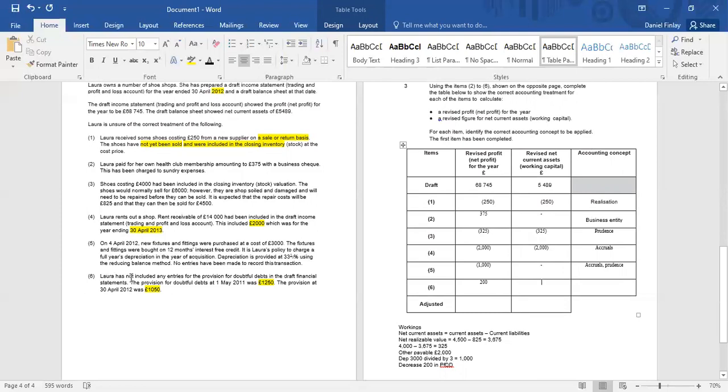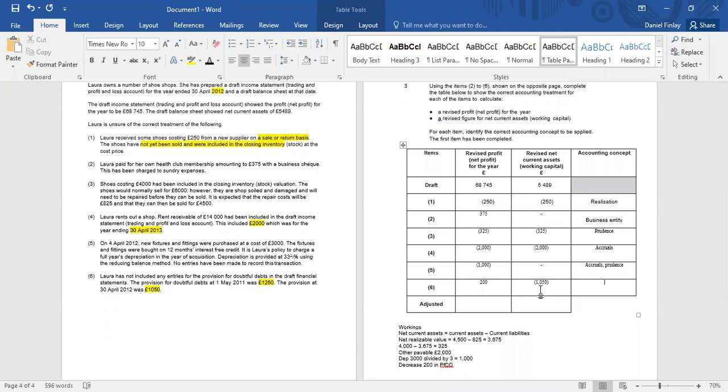And it says that she's not included any entries for provision for doubtful debts in the financial statements. So that also means that my current assets are going to change as well. So the other side would be the trade receivables that would be affected. So the trade receivables would decrease by £1,050. So that means that the current asset would decrease. So my net current assets would decrease by £1,050.